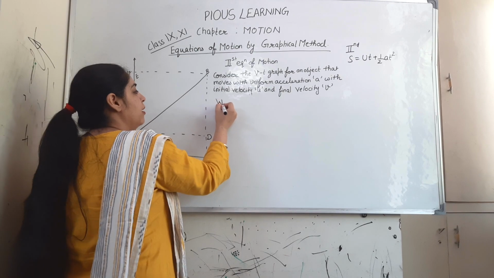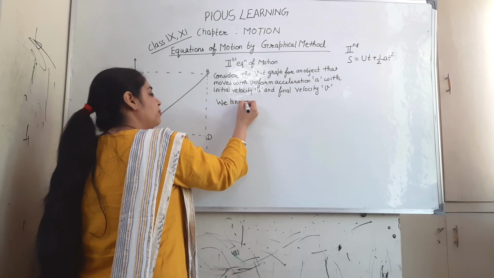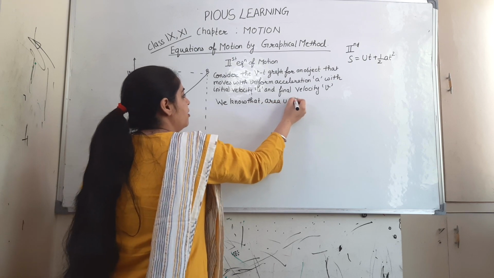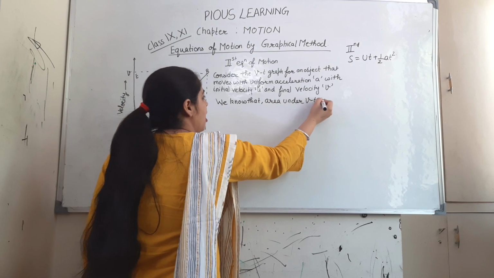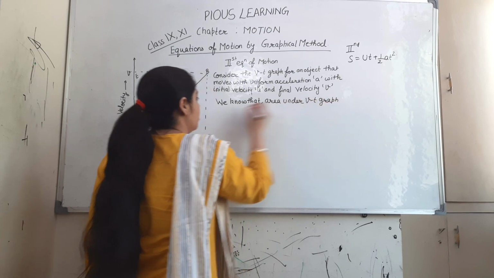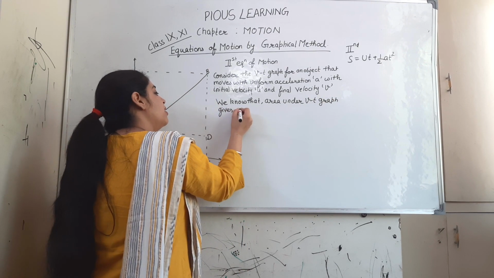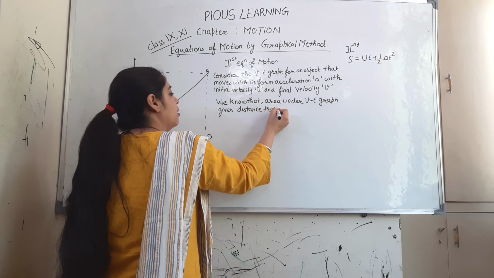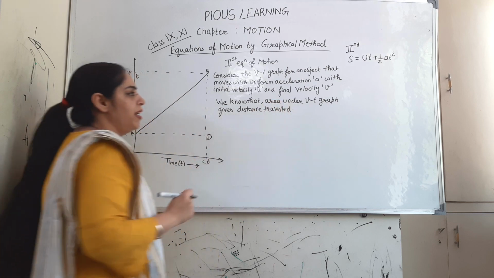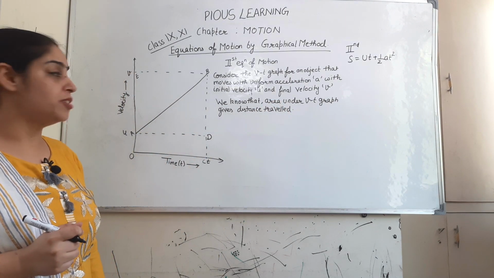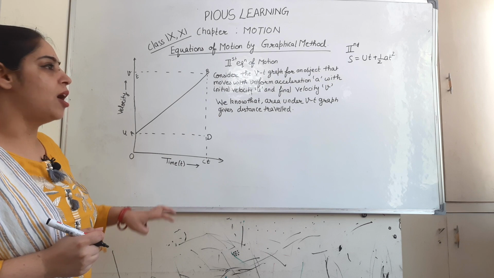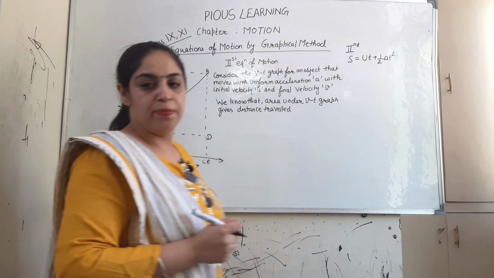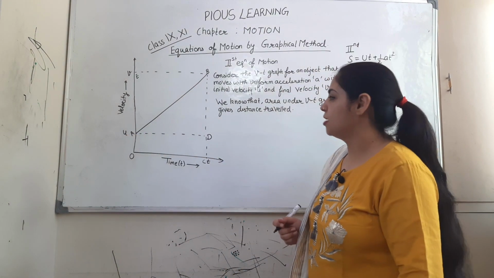We know that area under VT graph gives distance traveled. Okay, so we know that the area under the VT graph gives you distance traveled. So let's now start with the area. Let's write down the area. S is equal to UT plus half AT square, we are going to derive.